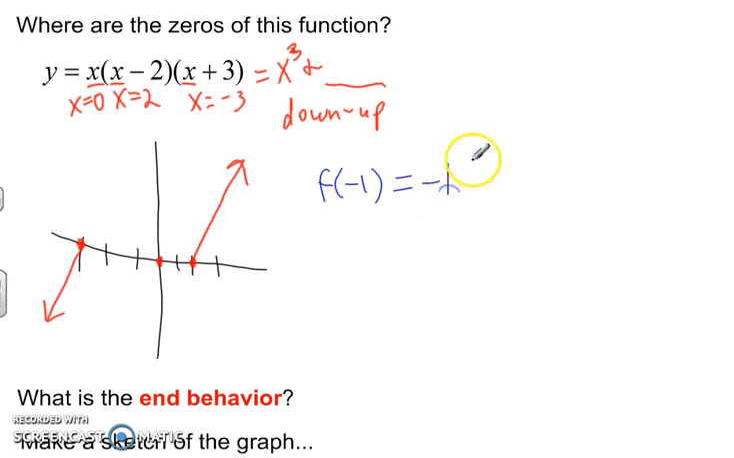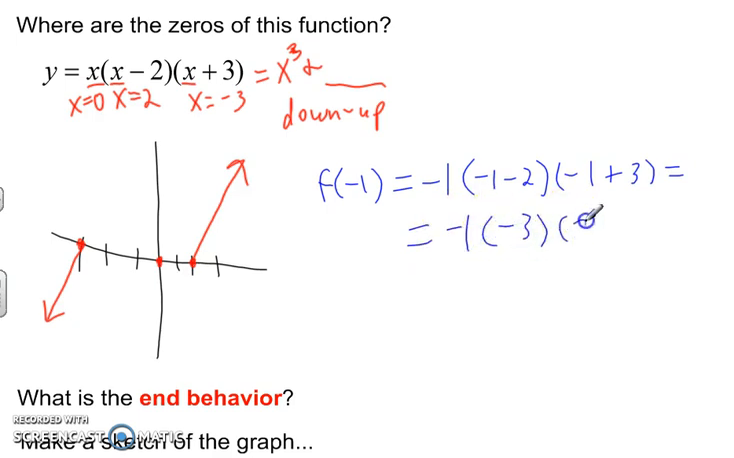So we get -1 times -1 minus 2 times -1 plus 3. So we multiply that out, we get -1 times -3 times +2. Negative times negative is a positive, 3 times 2 is 6. So -1 comma 6, somewhere right up here is our point. So I know the graph kind of comes up. I'm not sure if that's the tallest point, but it's got to hit that point and come back down.